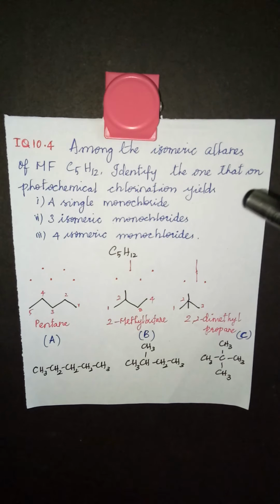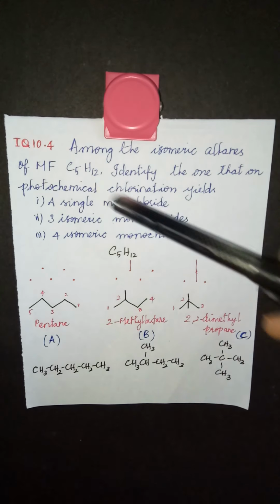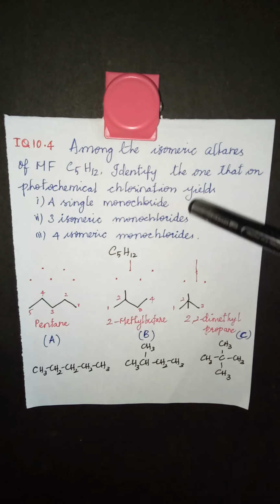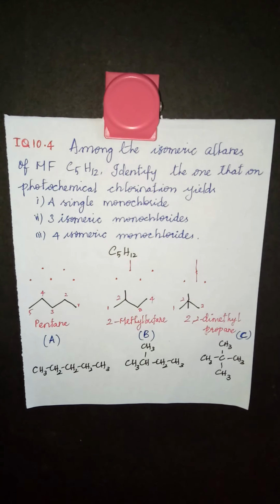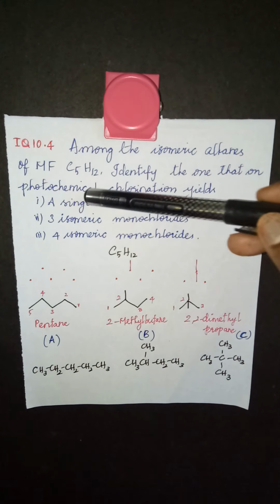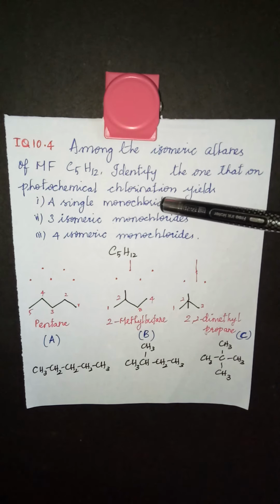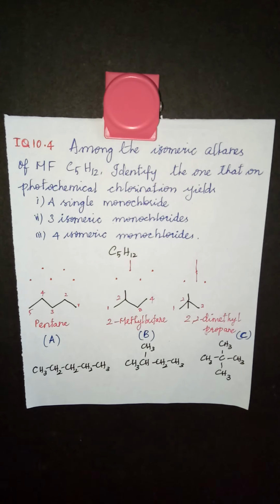When you do that process, which of the written isomeric alkanes will yield a single monochloride, 3 isomeric monochlorides and 4 isomeric monochlorides, which means the products. In which of these isomeric alkanes will give just one product, which will give 3 products and which will give 4 products is the question. So what is the first step? Write all the possible isomeric alkanes for this formula, and I've taught you already how to write isomers.